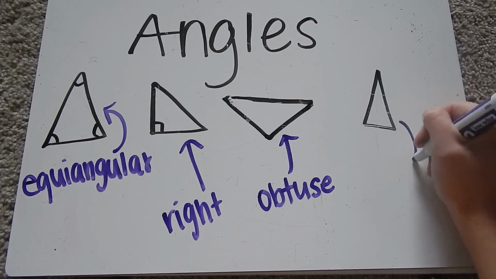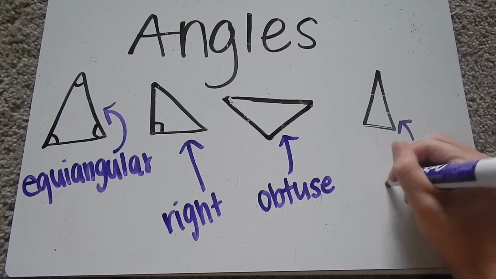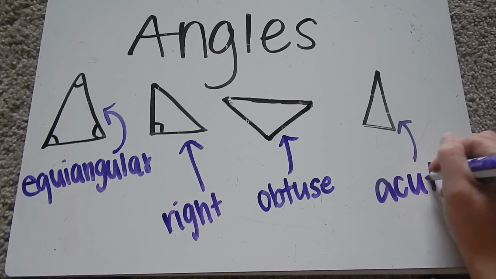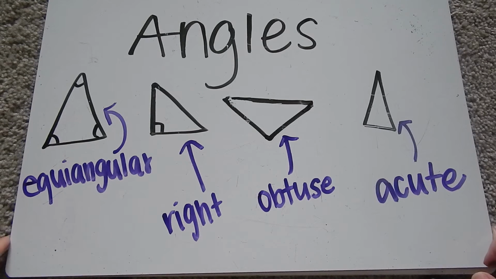And the last one here, all our angles are less than 90. This one's called acute. Those are the four ways to classify triangles by their angles.